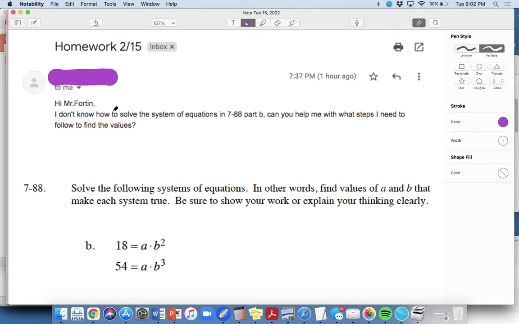Hi, Mr. Fortin. I don't know how to solve the system of equations in 788 Part B. Can you help me with what steps I need to follow to find the values? Okay, we need to get that A, that starting number. We need to get that B, the multiplier.